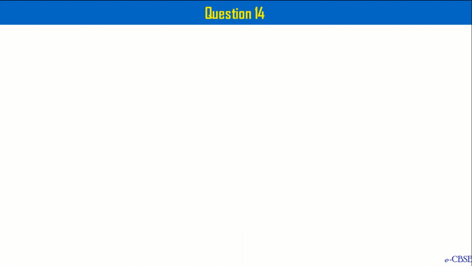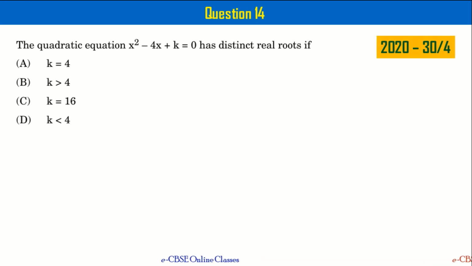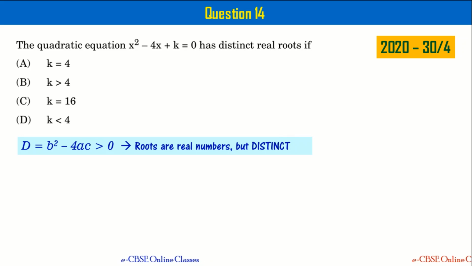The next question is, the quadratic equation x square minus 4x plus k equal to 0 has distinct real roots if k equal to 4, k greater than 4, k equal to 16 and k less than 4 are given as choices. When you compare this equation with ax square plus bx plus c equal to 0, you get to see that a equal to 1, b equal to minus 4 and c equal to k, right? Let's substitute them into the discriminant, that is b square minus 4ac, that has to be greater than 0 when the roots are to be real numbers but distinct roots, right?